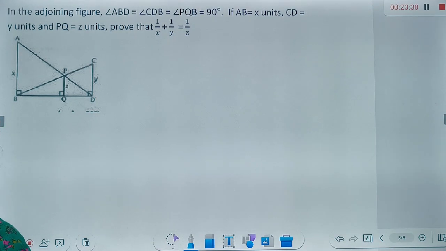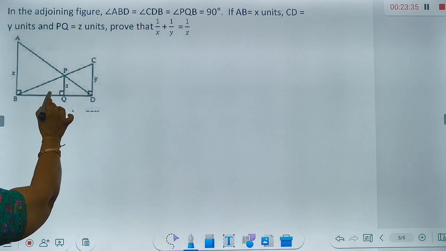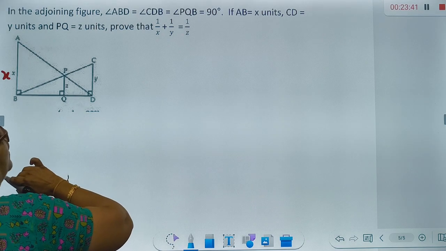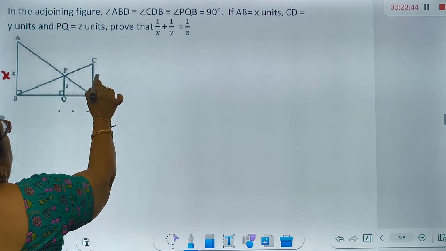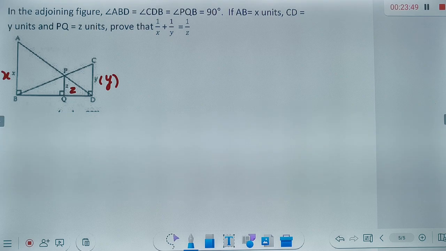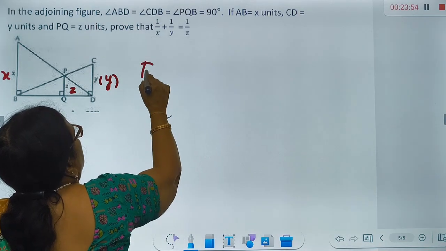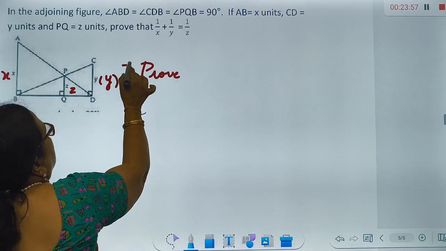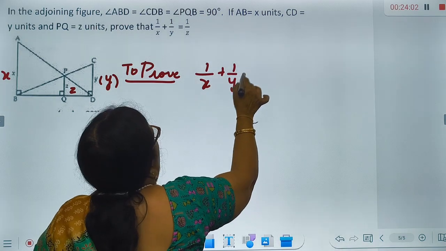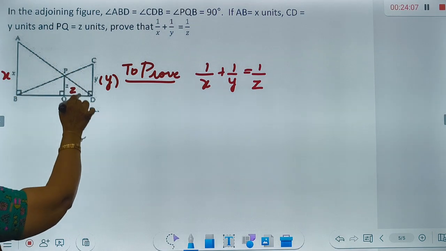Now in the adjoining figure, these are like poles. Therefore they are all perpendicular. Each angle is 90. AB is X, and CD is Y. This is Z. Since it's not clear, I am writing. You have to prove 1 by X plus 1 by Y equal to 1 by Z. This is Z. It is like three perpendicular lines.